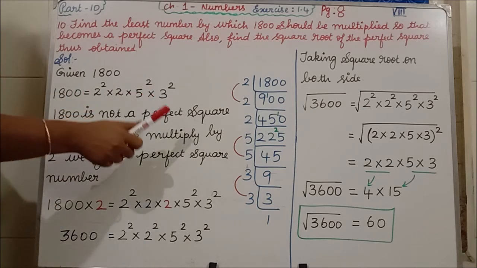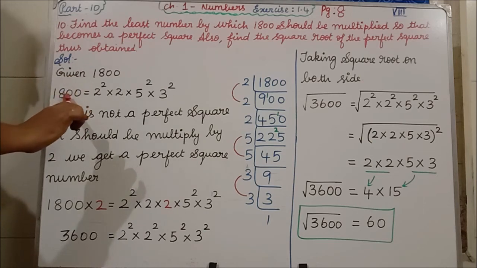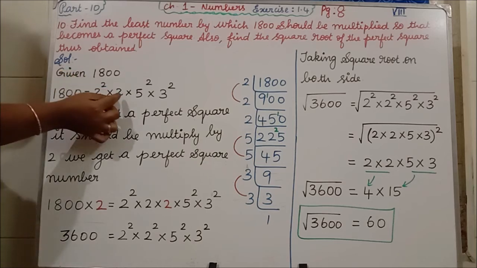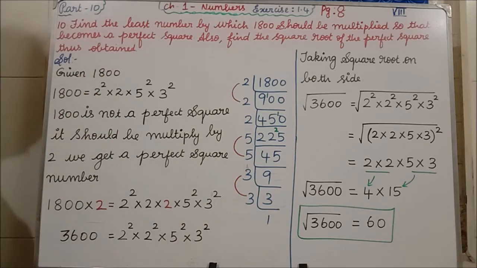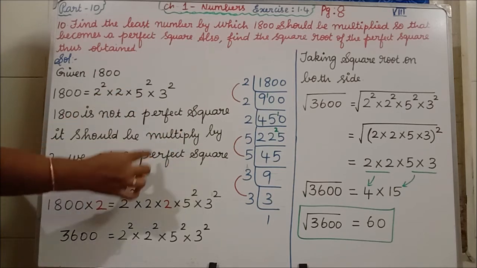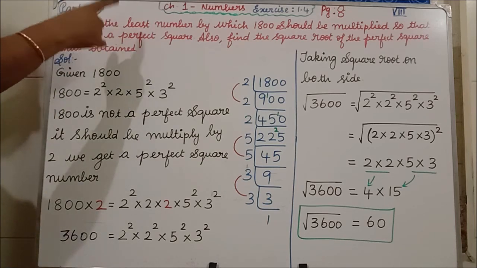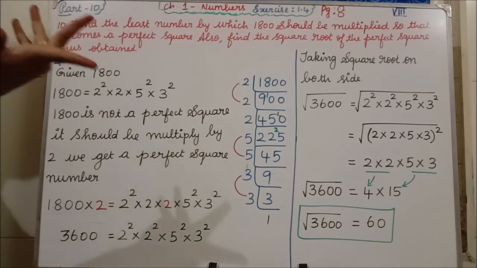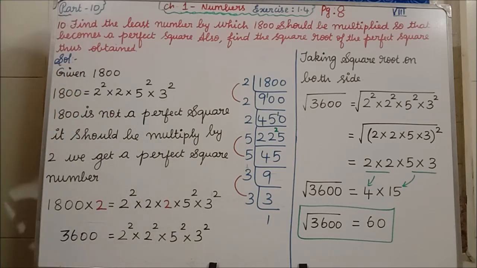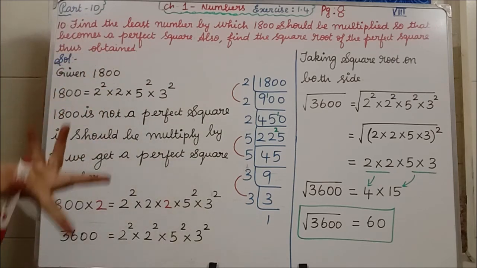It should be multiplied by 2. If I multiply this side by 2 and the other side also by 2, then for this 2 I will get one pair. Isn't it? So if it is multiplied by 2, we get a perfect square number. Clear? So in the question, they were asking what should be multiplied. What number are we going to multiply? We are going to multiply 2, because this 2 does not have the pair.